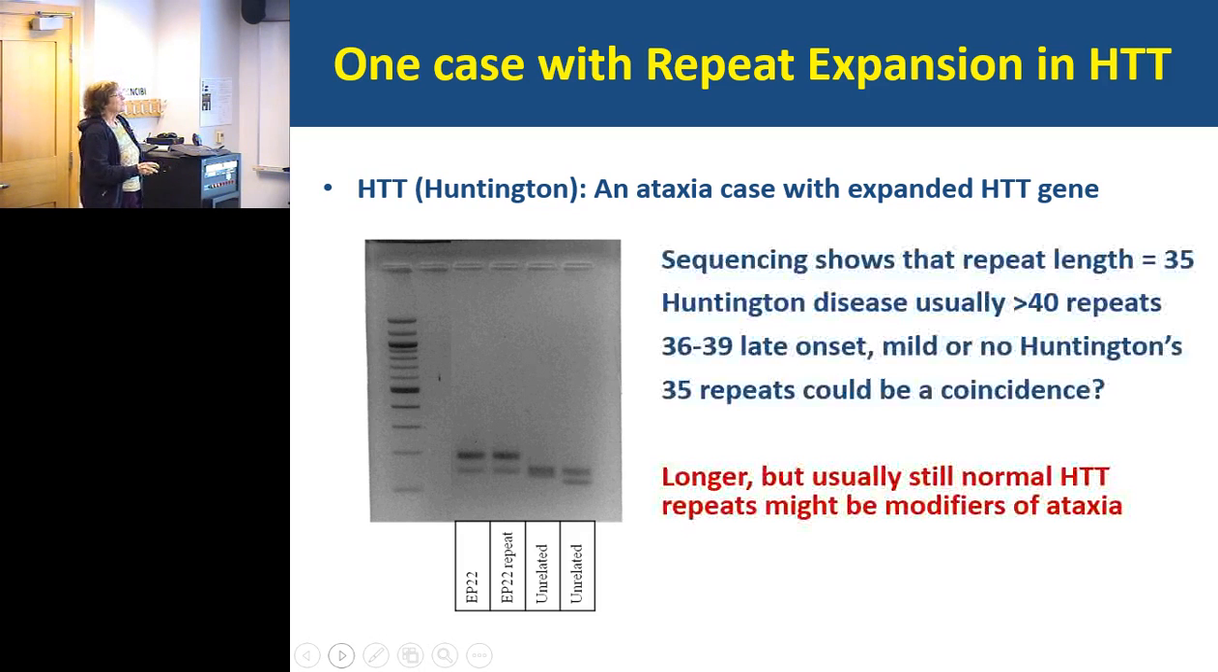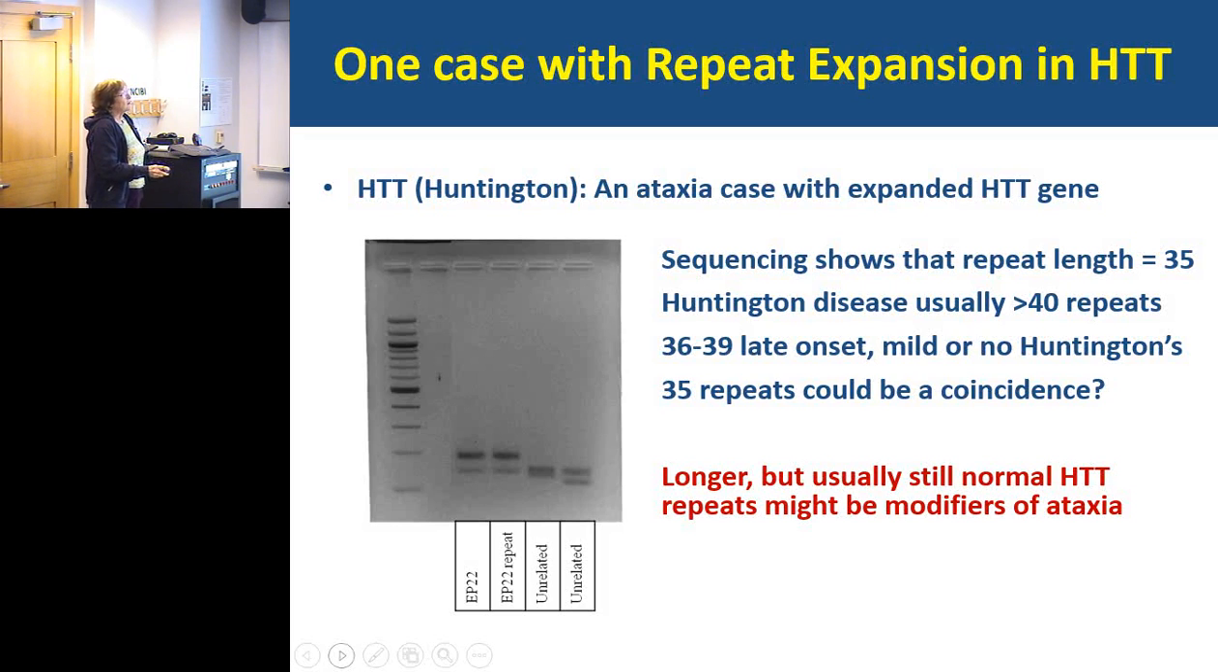And it was interesting, the repeat length was 35. I actually talked yesterday to someone who was working on Huntington, and he said that it is extremely rare to have a repeat length of more than 35. And there's actually literature right now in PubMed that suggests that maybe expanded HTT alleles may be a modifying factor in ataxia. So this may actually be relevant, although it's not an ataxia gene.